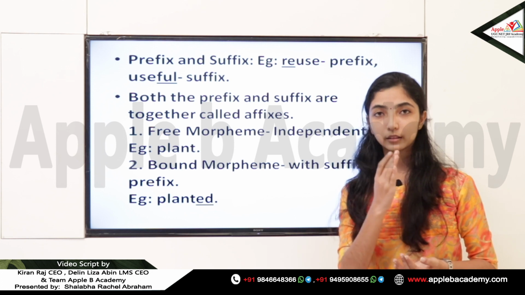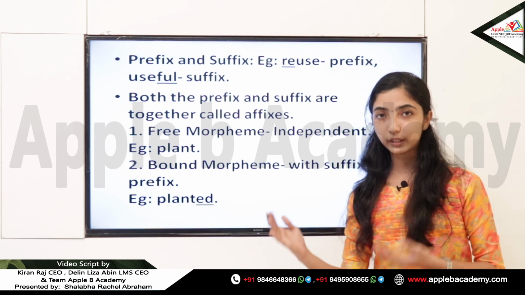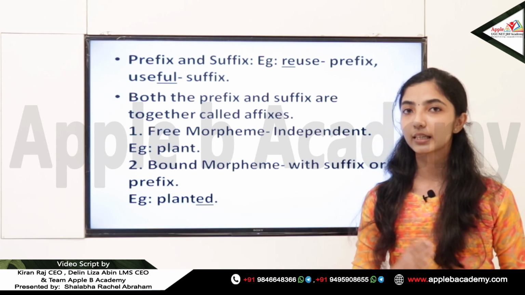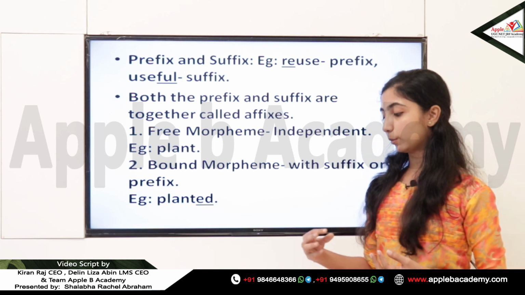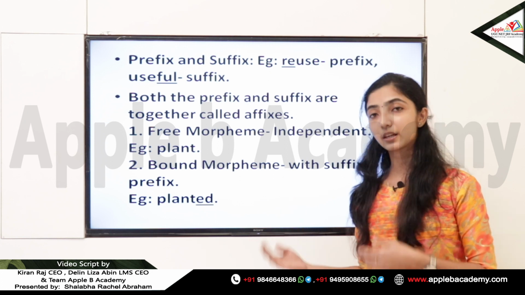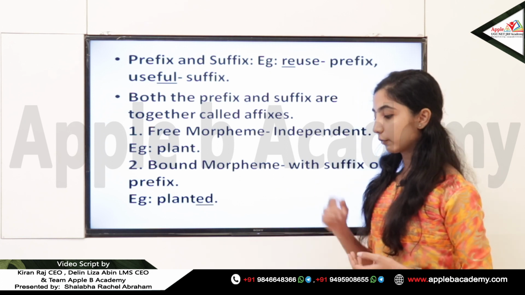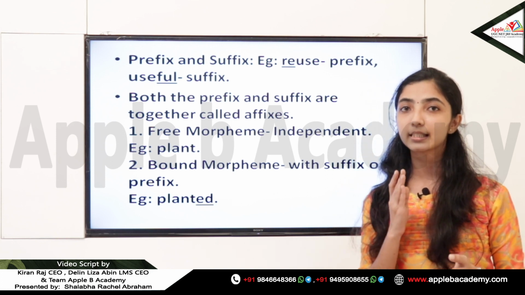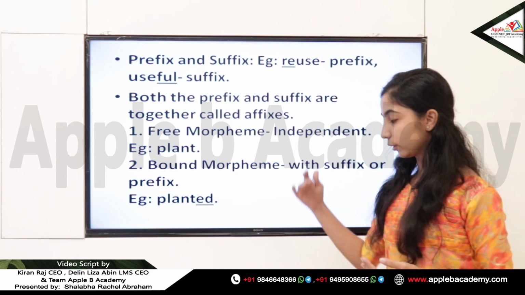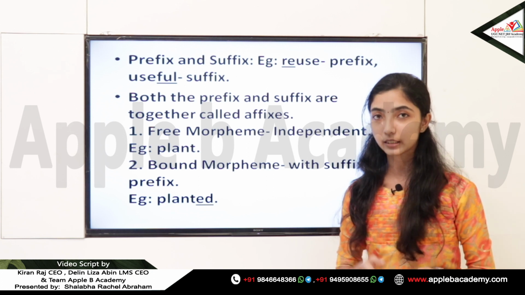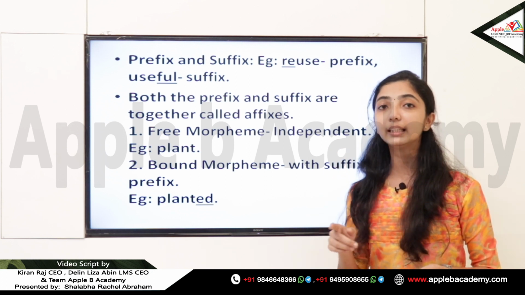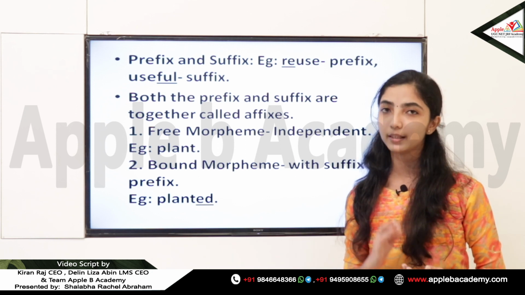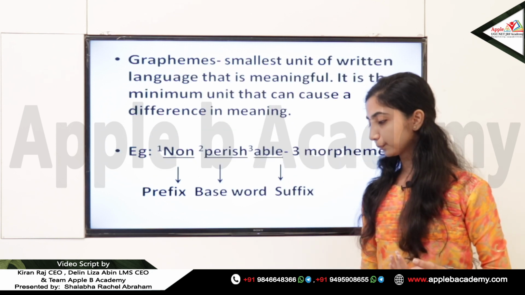Now come two types of morphemes, that are free morphemes and bound morphemes. Free morphemes stand independently, and bound morphemes come with a suffix or a prefix. For example, the word plant is a free morpheme. It can stand independently. But on the contrary, in the word planted, the last two letters ed come as a bound morpheme attached to the base word plant.